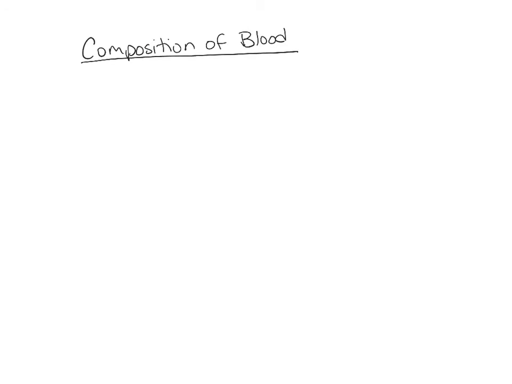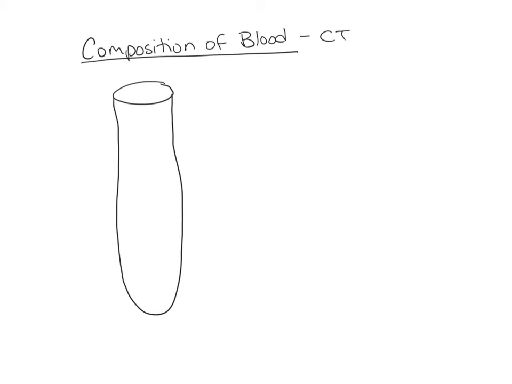We know that blood is a connective tissue, and we know the different components of the connective tissues. All connective tissues have 3 things: a ground substance, protein fibers, and specialized cells. So blood, which is a fluid connective tissue, isn't any different. It also has these 3 components. So let's take a look at these 3 components.